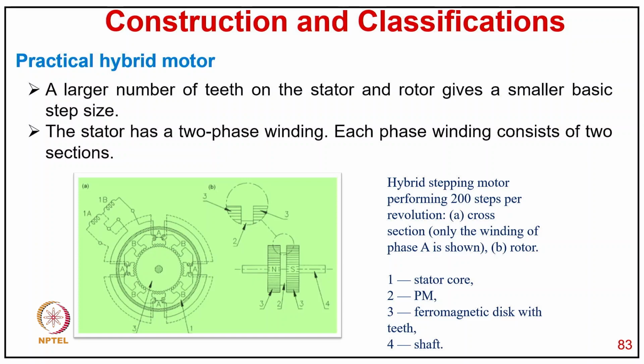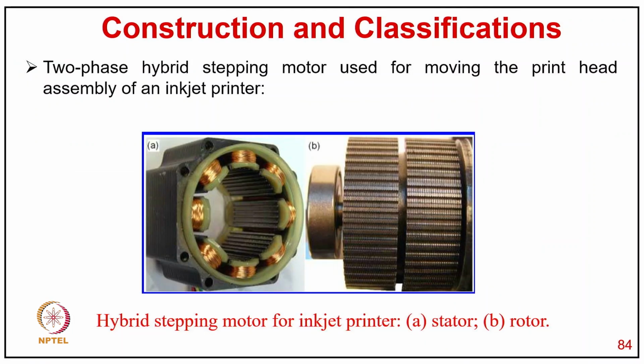So you have the stator core, then the permanent magnet disc, and then the shaft. And here is a typical photograph of all these parts. As you can see, a two phase hybrid stepper is used for moving the print head assembly on an inkjet printer. You can see the stator is wound with the coil, with the cylindrical pole structure, and the two rotor stacks are misaligned by half a step angle, and the magnet is put parallel to the shaft in that case.